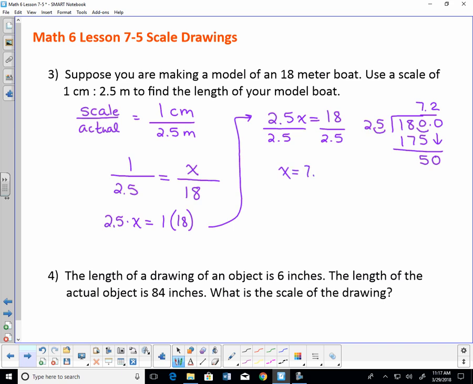Now I need to check my label. Centimeters was on the top of the fraction, meters was on the bottom of the fraction, so x has got to be 7.2 centimeters long. Always double check to make sure you're labeling things correctly.